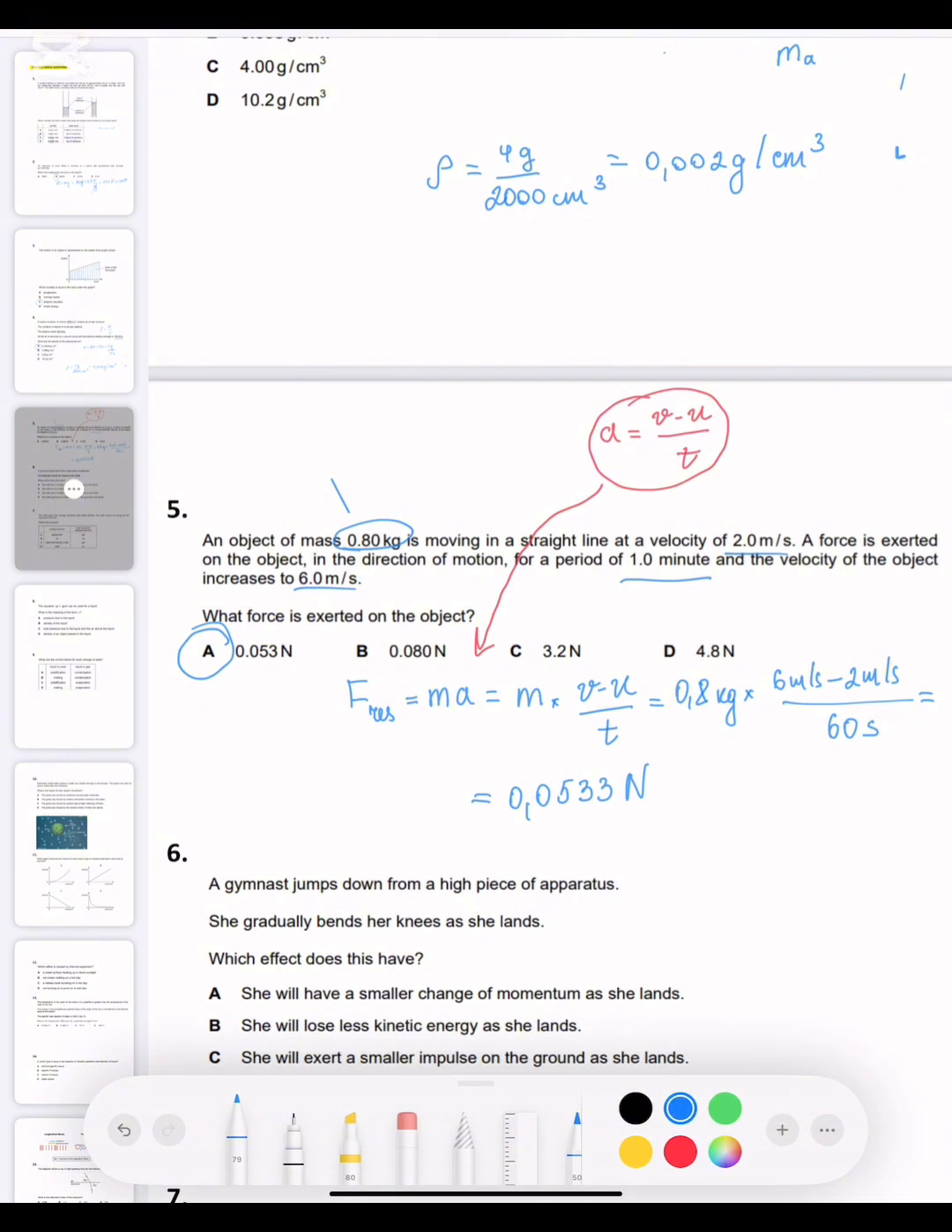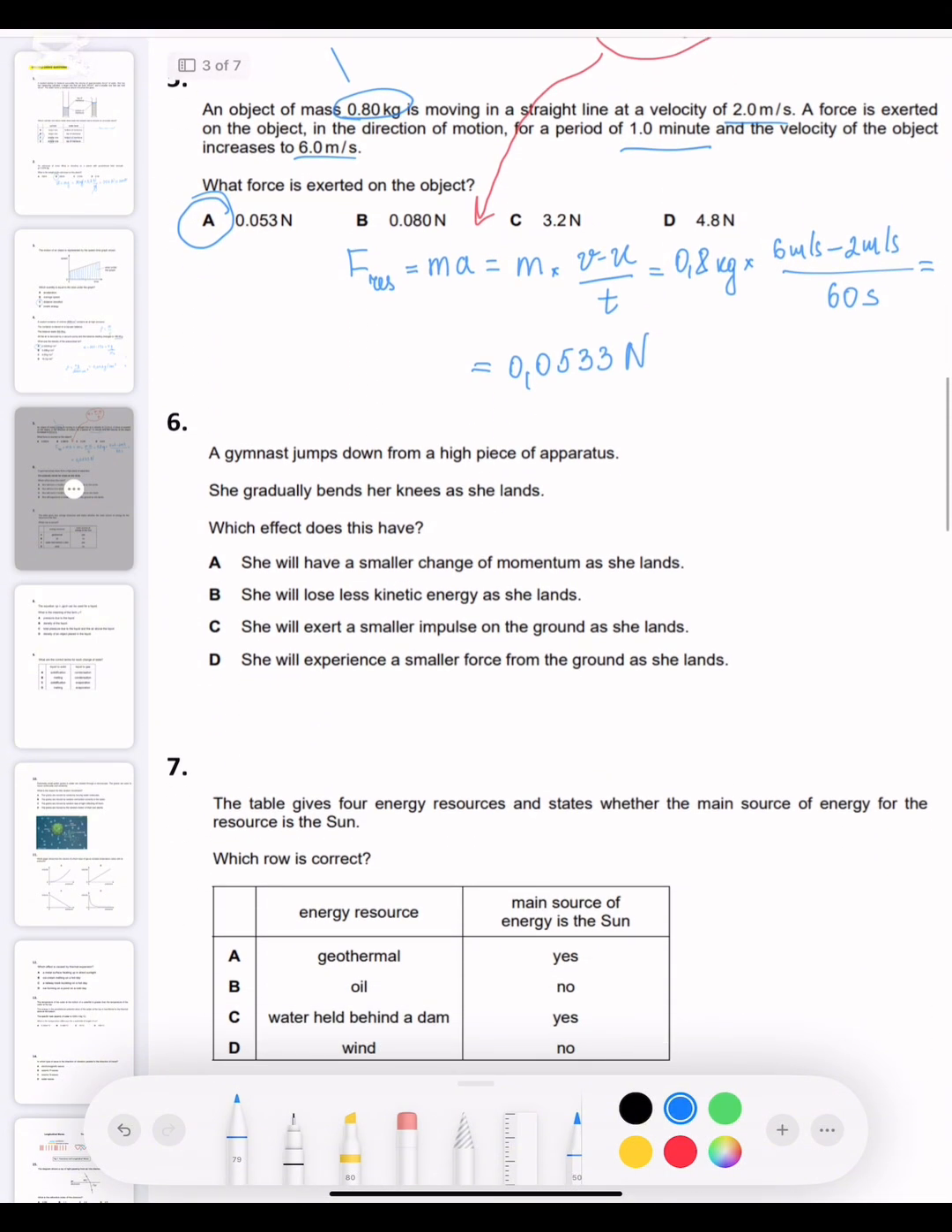Question number 6. A gymnast jumps down from a high piece of apparatus. She gradually bends her knees as she lands. Which effect does this have? Dear students, let's analyze each option.